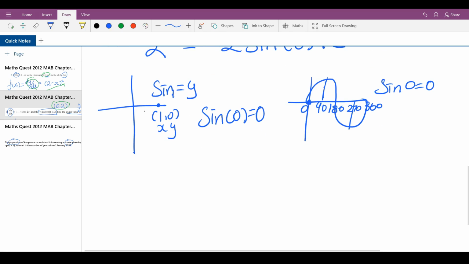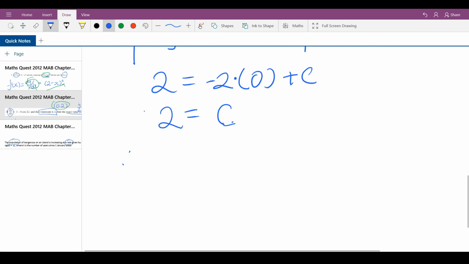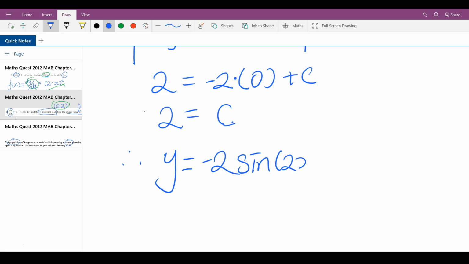So right now we know, so we can put it in there. Negative 2 times sine 0 becomes 0. This is a multiply sign in between, plus c. And negative 2 times 0 is 0. So 2 is equal to c. So therefore, our original function would be y equal to -2 sine 2x plus 2.